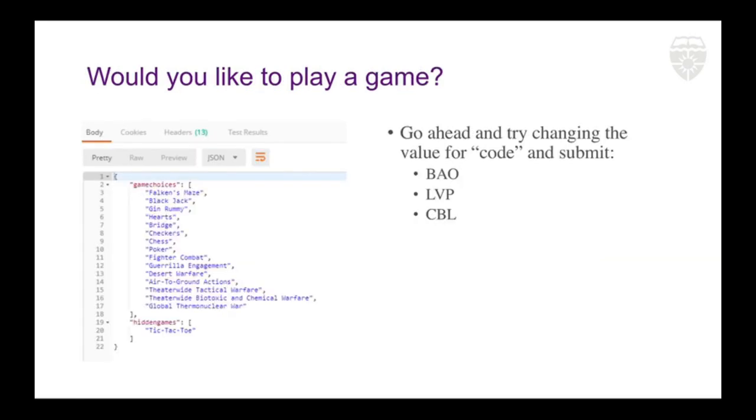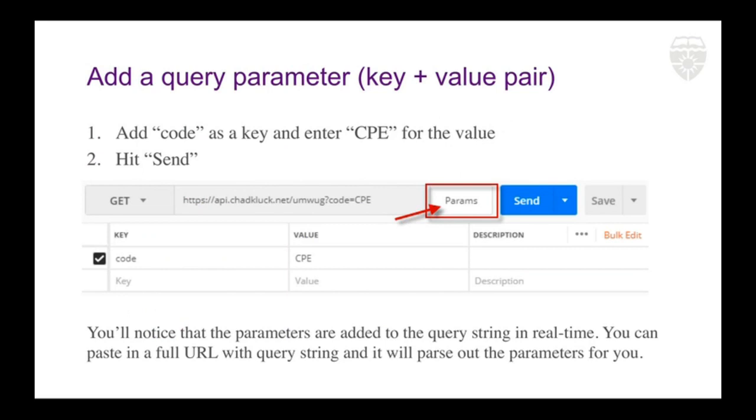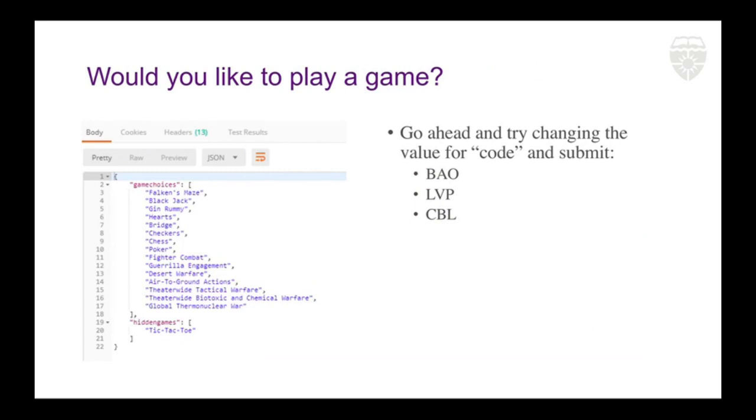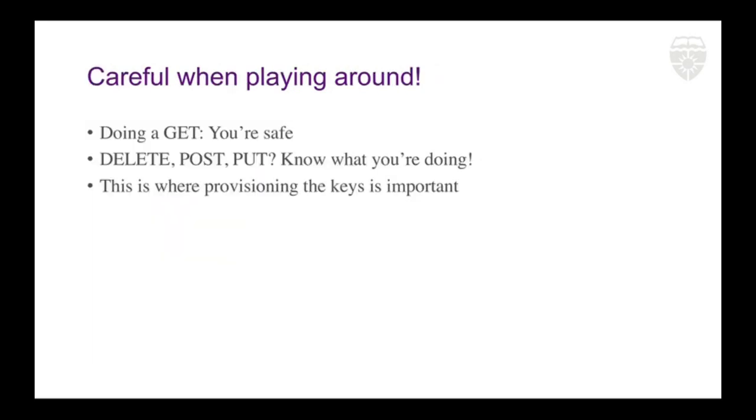So if we went ahead and typed in one of those, oh yeah, if you were to use CPE for the value for the code, you would get something like this. And then you could also change the code from CPE to a U, LVP, CBL. You get those other code examples as well. And you can just play around with that all day, find other APIs on the web and see what you can see and see the visualization of the data.